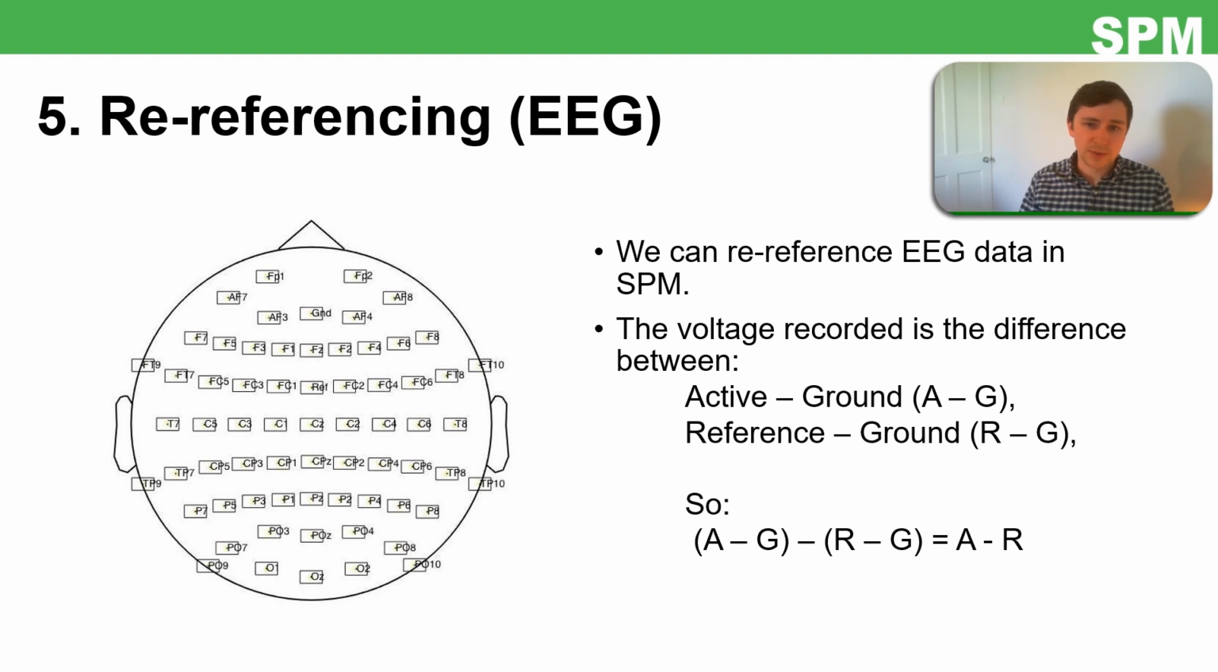Generally speaking, if you're going to do some kind of source analysis, you will want to use the common average reference, which takes the voltage from all channels, which will have a mean of 0, and uses that as the reference to each of the individual channels, and from that you get an absolute measurement.